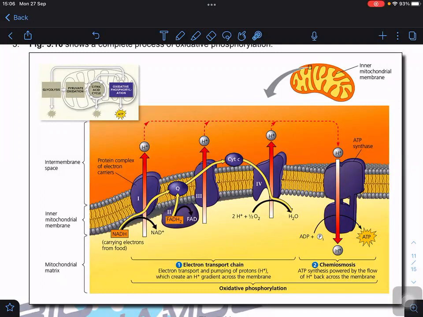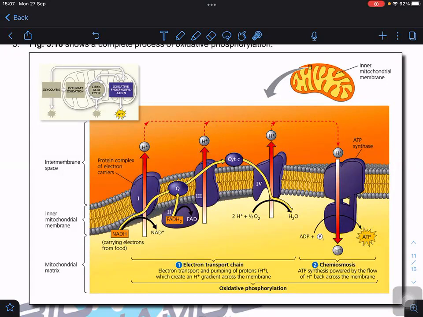When protons move from the intermembrane space back to the matrix, energy is released, because they go from high potential energy to low potential energy. So when they move past this ion channel, energy is released, and this energy is used to phosphorylate ADP to form ATP. So what we learned is actually chemiosmosis.